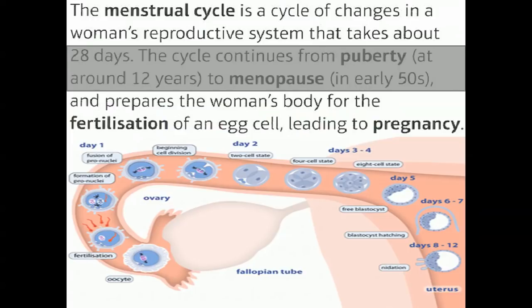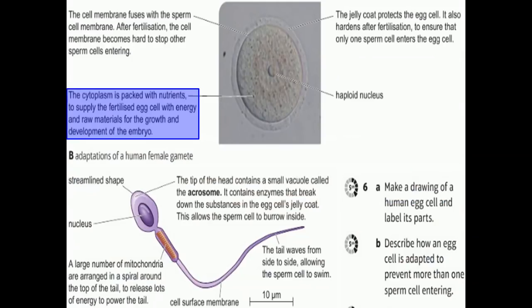The menstrual cycle is a cycle of changes in a female's reproductive system, and the whole point of those changes happening is to prepare a female's body in case an egg has been fertilized. And we know from SB1 that the cytoplasm is packed with nutrients, and that supplies a fertilized egg cell with energy for growth and development.